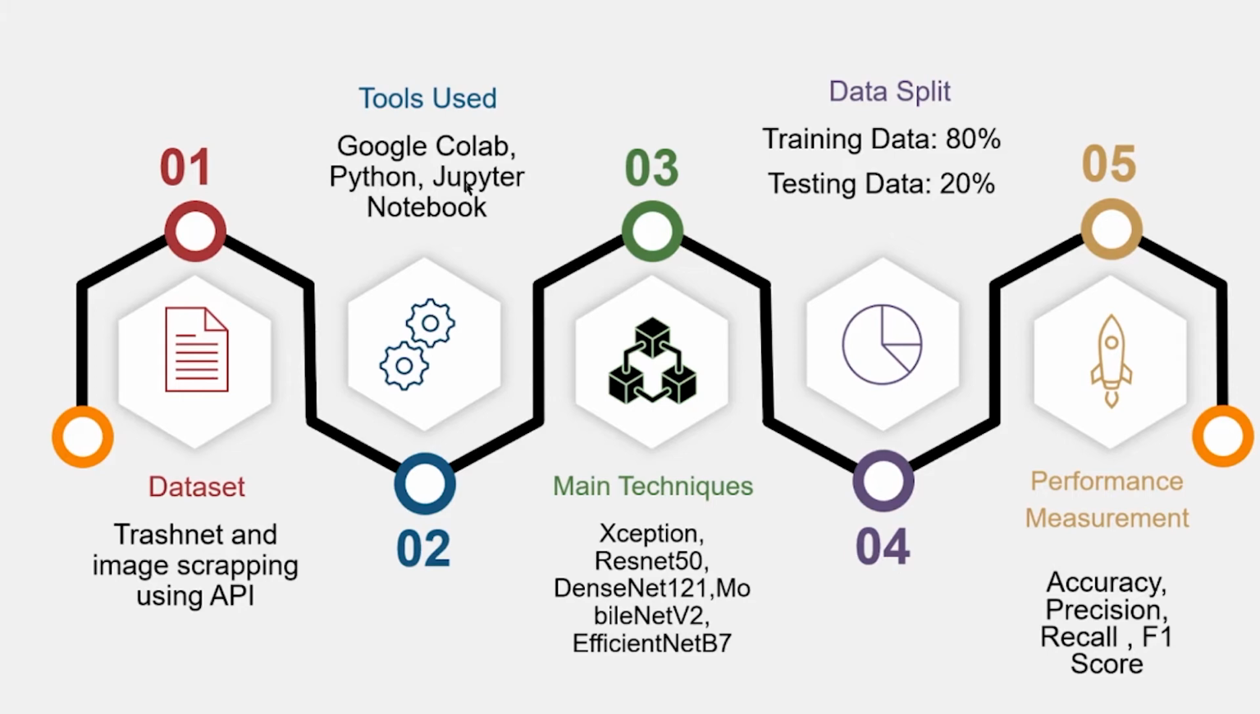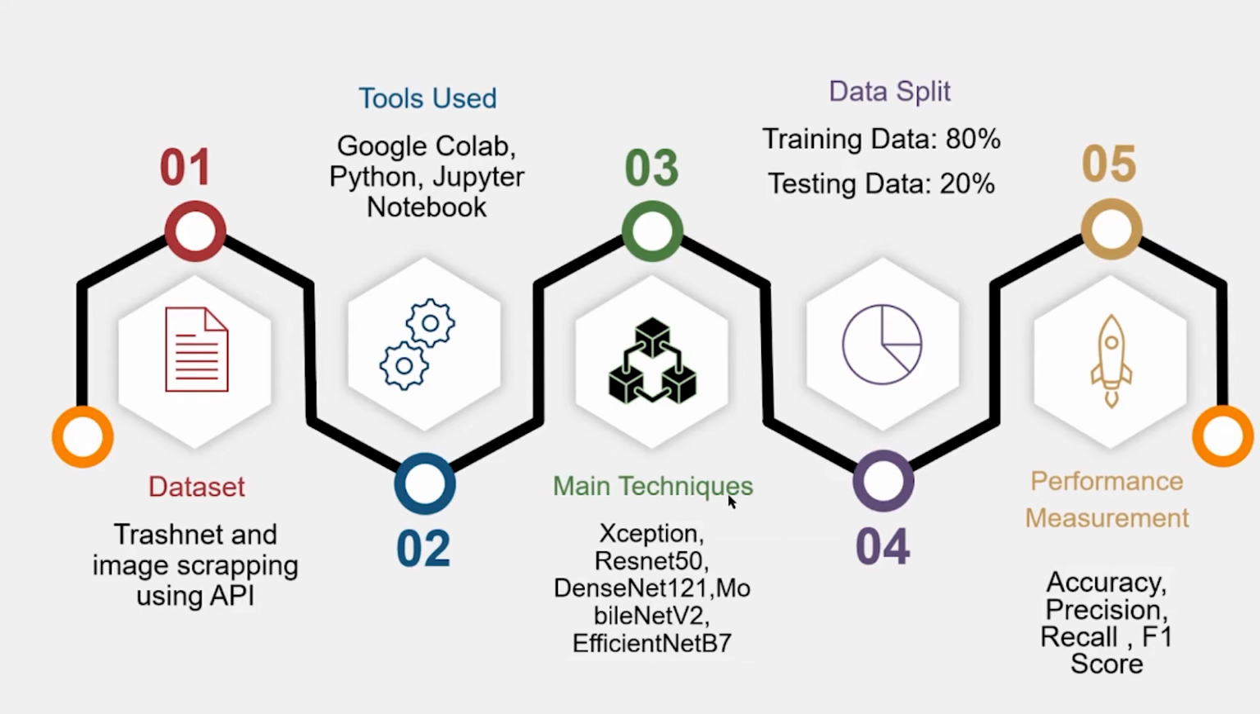Google Colab provides a free GPU. As our problem is a deep learning problem, it helped us a lot in terms of training our model with a free GPU. So in the main techniques we have used transfer learning models.